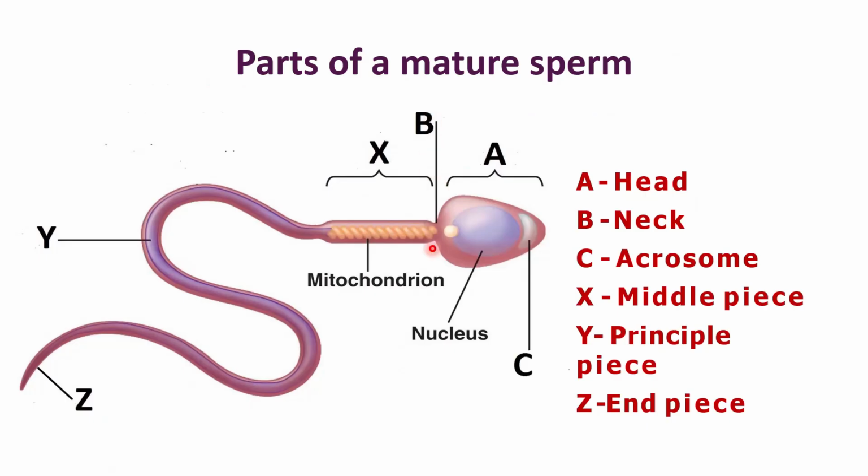Then we have this B being the neck, X is a middle piece. Then you have a lot of this tail, very large tail, as you can see there, which is now will be divided into two. We'll have like a larger part of it being the principal piece, then Z being the end piece. So acrosome, nucleus, that is a head, that is a neck, that is a middle piece, principal piece, and then you finalize with the end piece.